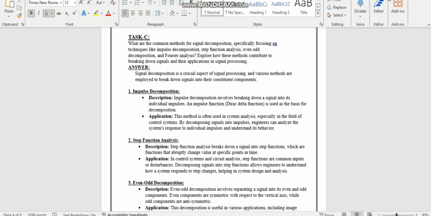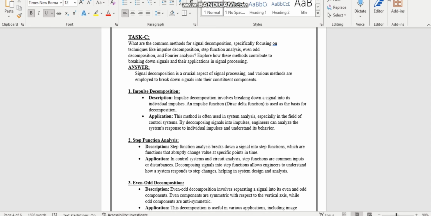Description. Impulse decomposition involves breaking down a signal into its individual impulses. An impulse function is used as the basis for decomposition. Application. This method is often used in system analysis, especially in the field of control systems. By decomposing a signal into impulses, engineers can analyze the system response to individual impulses and understand its behavior.